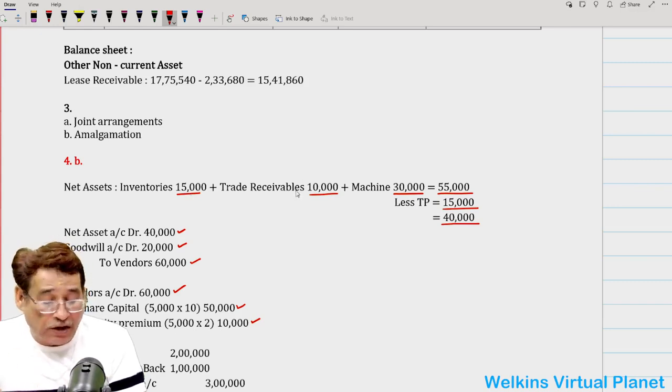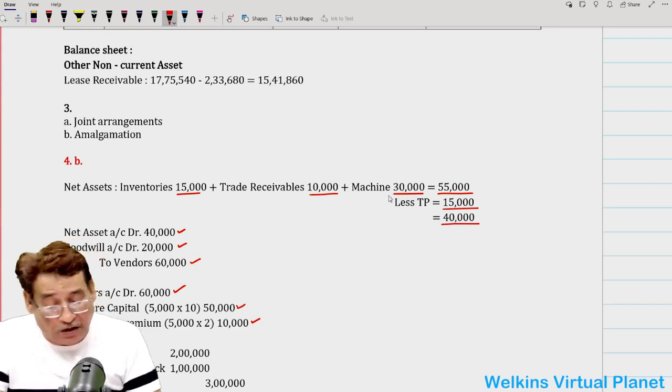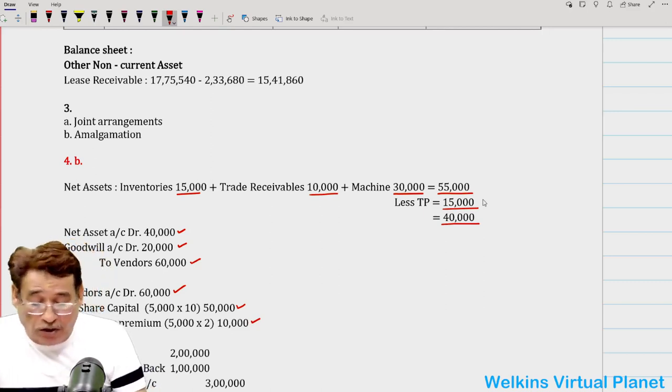Towards the debit side of trade receivable, I will write to vendors or share capital 10,000. Similarly, when I prepare the tangible fixed asset account, I will write over there to vendors 30,000. Similarly, when I prepare the trade payable account, I will write over there by vendors 15,000, or I can also write by share capital. Is it clear to you? So this is how these will be treated.